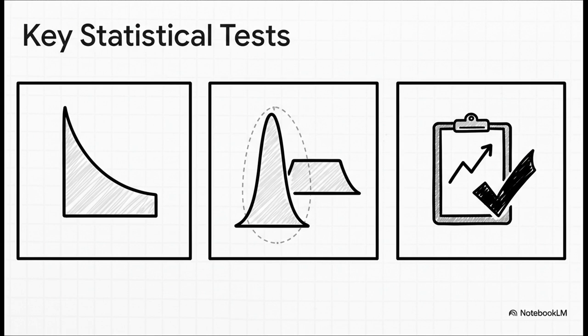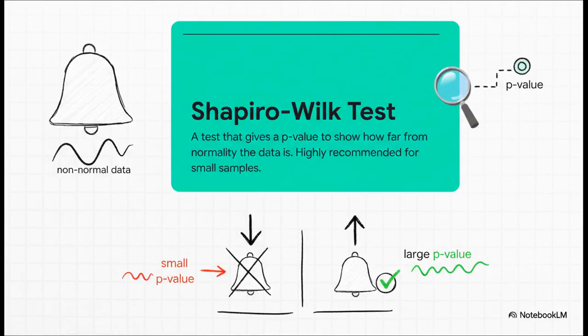But for the final word, a lot of people turn to a formal test, and a really popular one is the Shapiro-Wilk test. The Shapiro-Wilk test is fantastic because it boils everything down to one simple number, a p-value. The best way to think about a p-value is like a surprise-o-meter. If you get a really small p-value, and the rule of thumb is usually less than 0.05, it means it would be super surprising to see data that looks like yours if it were truly normal. So we conclude it's probably not normal. A big p-value means no surprise, and we're good to go. It's a really solid way to get a clear answer.